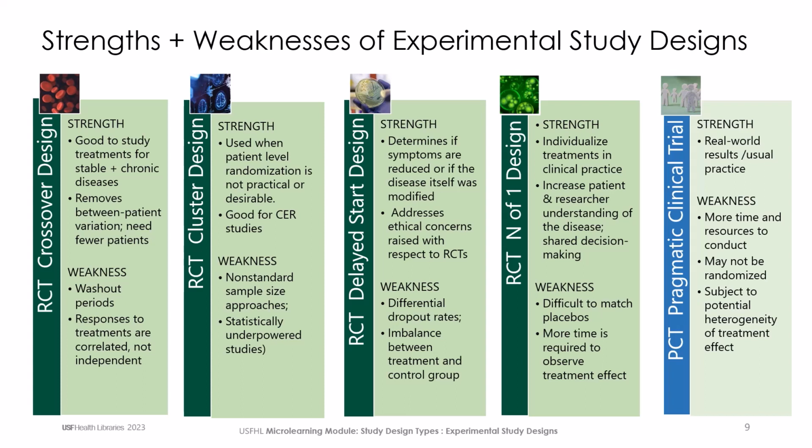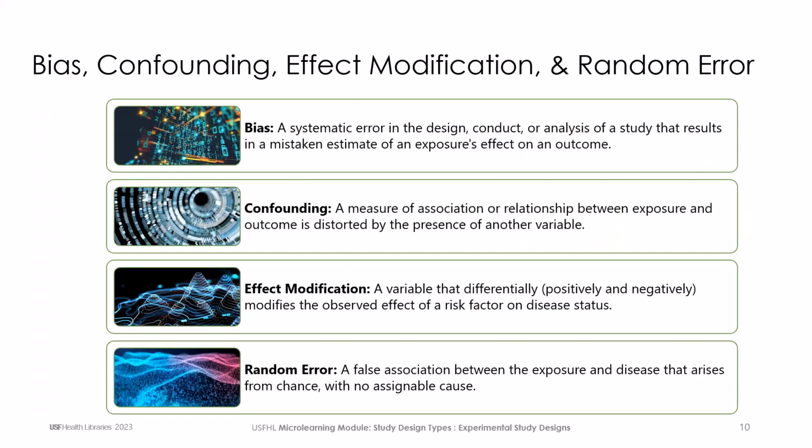One significant limitation of PCTs is they may or may not have used randomization, or they use samples of convenience. There are also more design and analysis challenges in PCTs due to the potential heterogeneity of treatment effect. When examining the relationship between an explanatory factor and an outcome, it is critical to identify elements or factors that may modify the outcome or create misleading associations. 4 of the most common errors are biases, confounding factors, effect modifiers, and random errors.